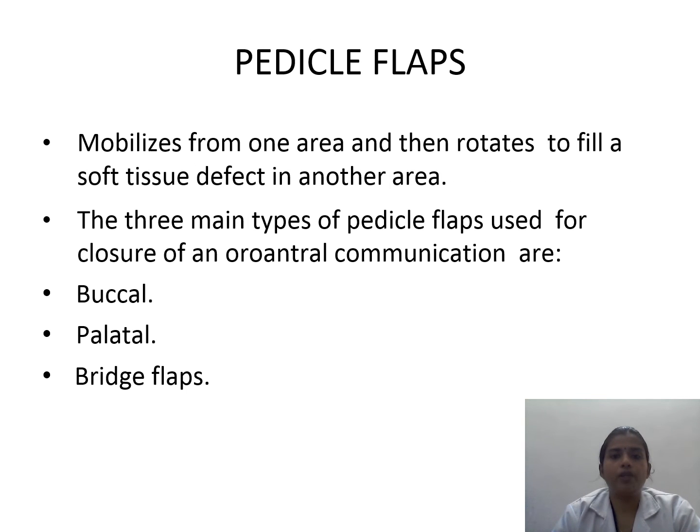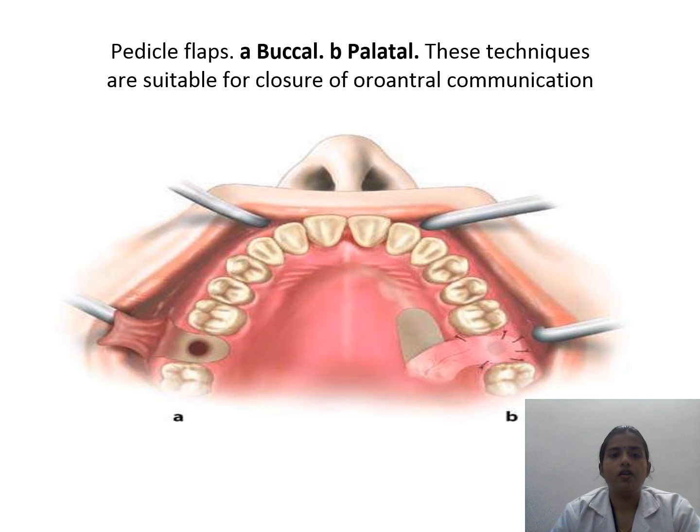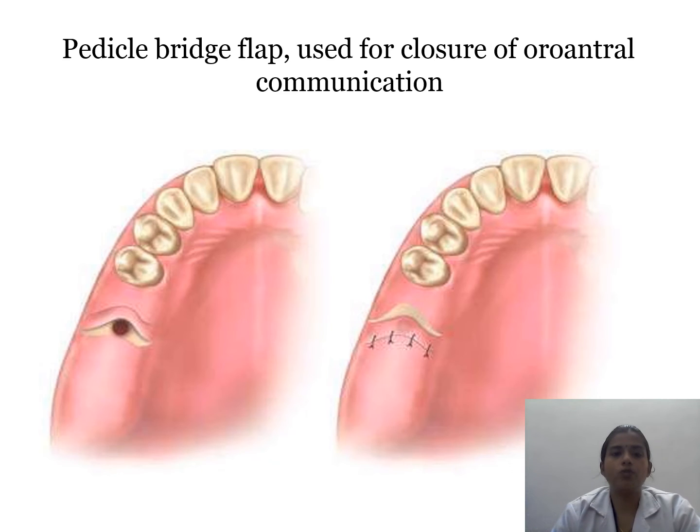Next, we are going to see pedicle flaps. Pedicle flaps can be mobilized from one area and then rotated to fill a soft tissue defect in another area. The three main types of pedicle flaps used for closure of oroantral communication are buccal, palatal, and bridge flaps. This picture represents the buccal pedicle flap and palatal pedicle flap. These techniques are suitable for closure of oroantral communication. In this picture, we can see the pedicle bridge flap, which is also used for oroantral communication closure.